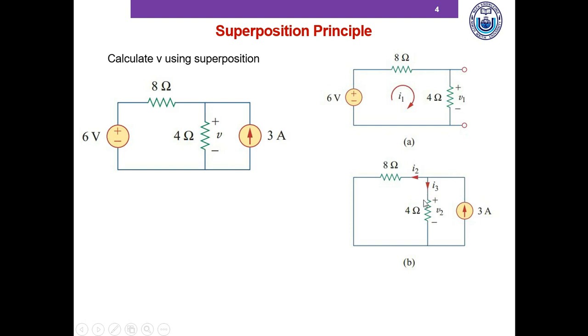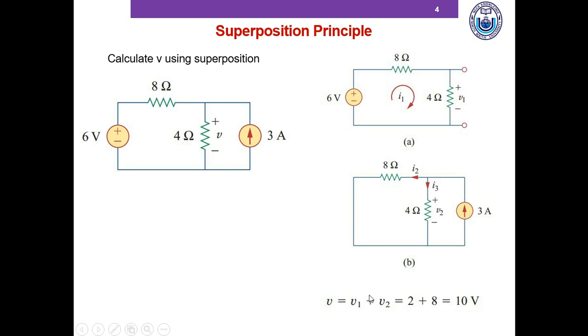In the next step, we keep the 3 ampere current source on and all other independent sources off. We only have one other independent source, this 6-volt voltage source. So in this figure B, we've replaced that with a short circuit. Now again, we compute the same voltage, the voltage V2 across the 4-ohm resistor. Now we can apply the simple current divider rule to get the current I3 here, and then V2 becomes 4I3.